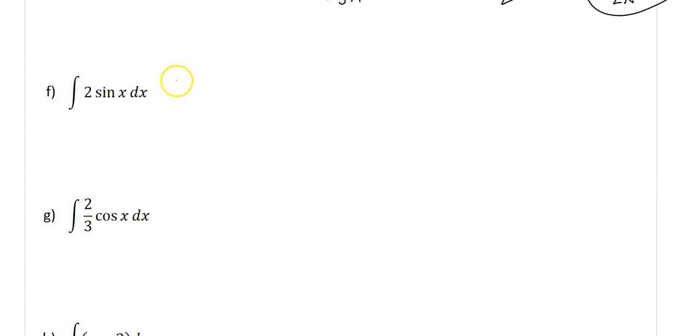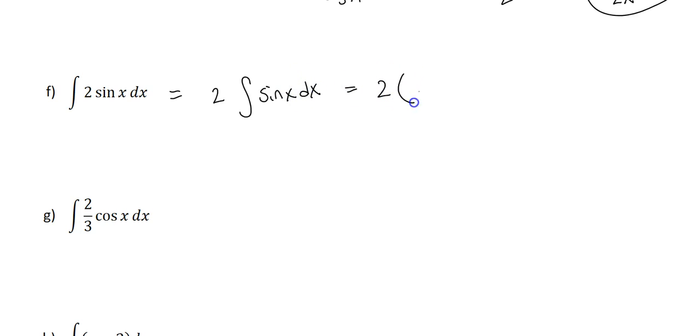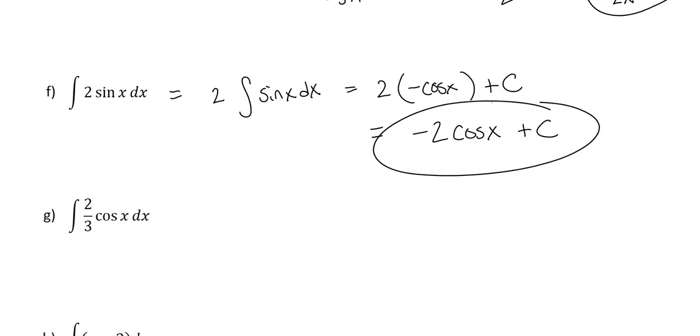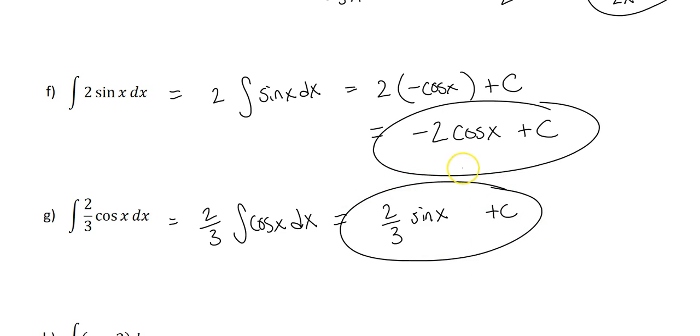With this one, I would bring the 2 out, and I would have the integral of sine of x dx. And remember that the integral of sine is negative cosine of x, and that's all plus a constant c. So I get negative 2 cosine of x plus c. For this one, I would bring the 2/3 out and have the integral of cosine of x with respect to x. So this will be 2/3 times the integral of cosine of x, which is sine of x, all plus c.